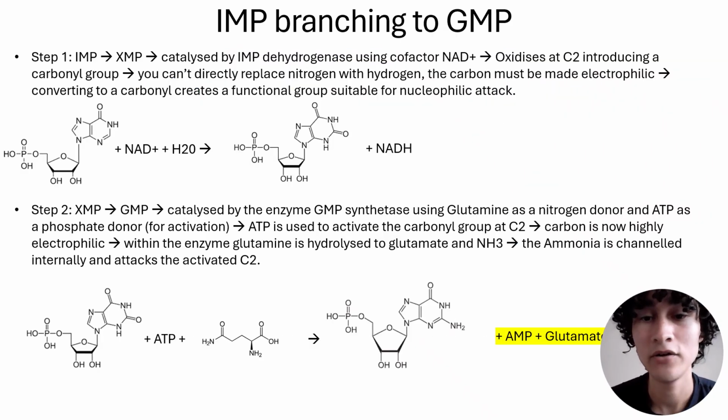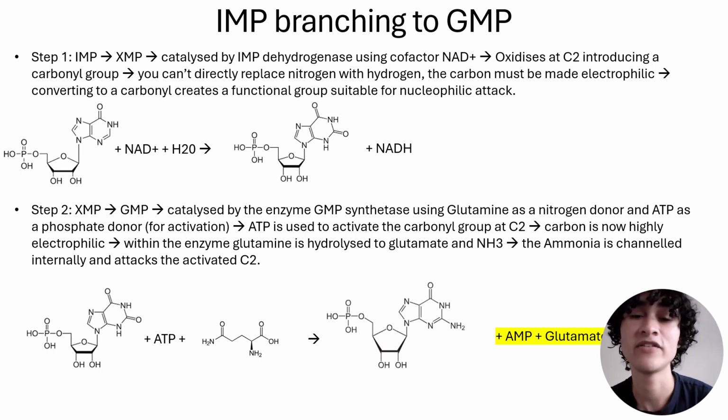So the inosine monophosphate branch into guanosine monophosphate is slightly more complex than the inosine monophosphate branch into adenosine monophosphate, purely because of that additional functional group. So we've already got, in our inosine monophosphate, that carbonyl group on our 6th carbon, which is the same as what guanine has, but guanine has that additional amine group on its 2nd carbon.